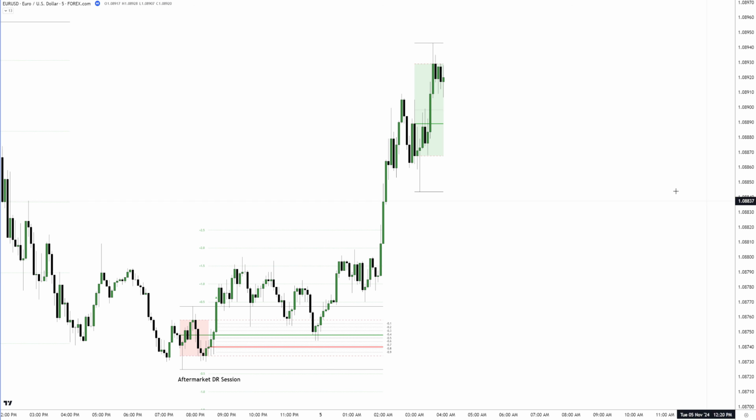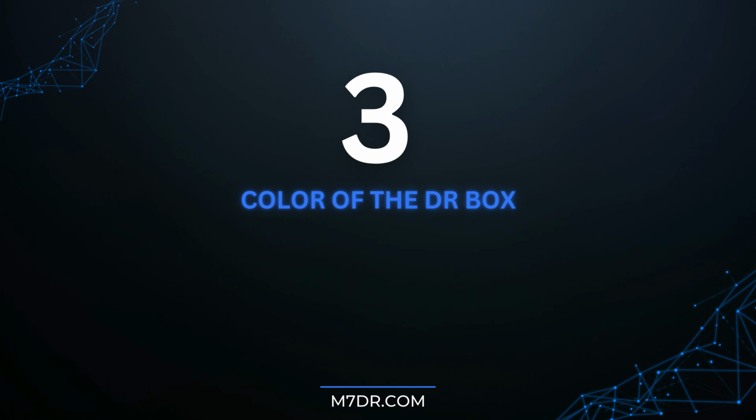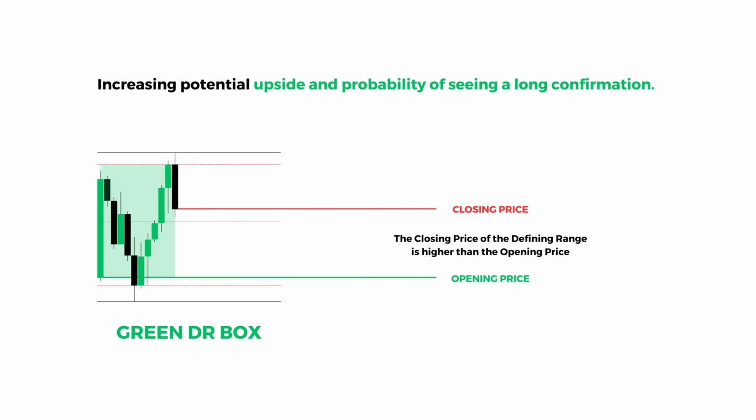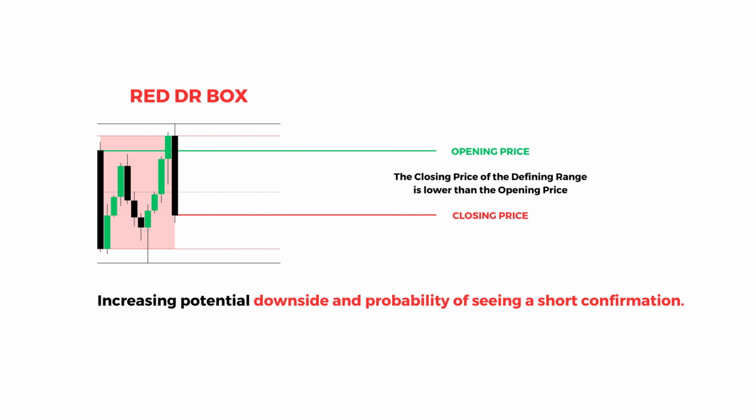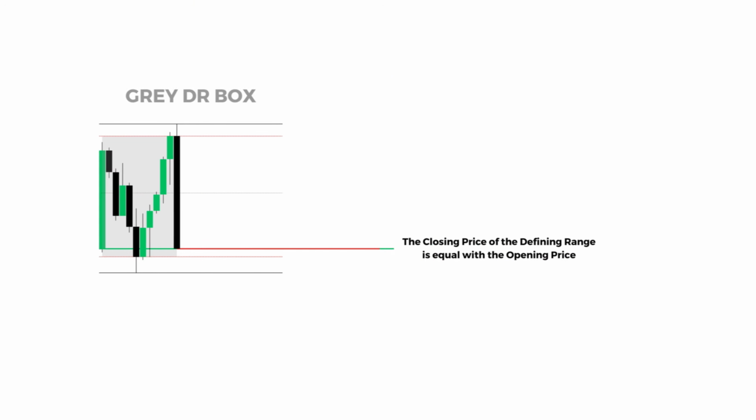As the 3:55 a.m. candle completes the overnight defining range, we move to the next step, identifying the DR box color. A green DR box forms when the closing price is higher than the opening price, signaling potential upside and increasing the probability of seeing a long confirmation. On the other hand, a red DR box forms when the closing price is lower than the opening price, hinting at potential downside and a short confirmation. In rare cases, you might see a gray DR box where the opening and closing price are equal.